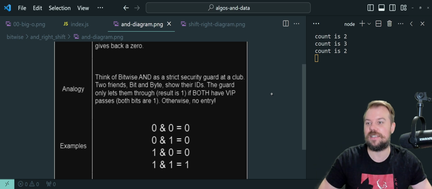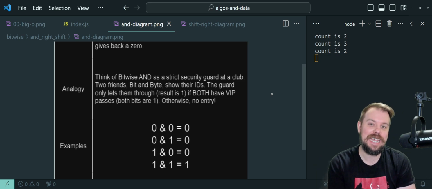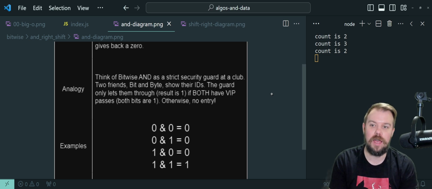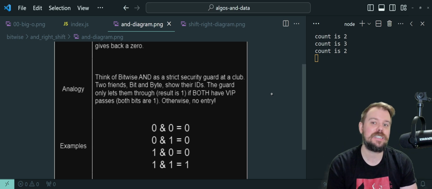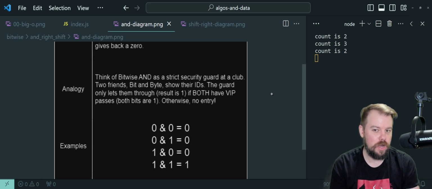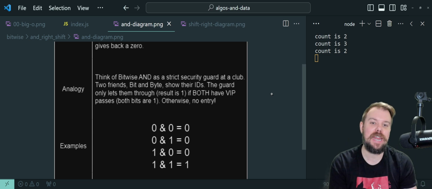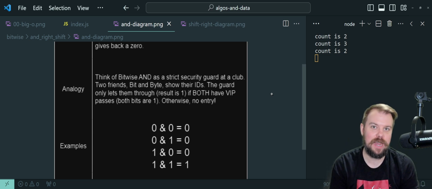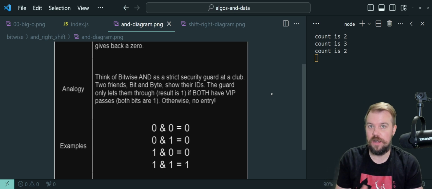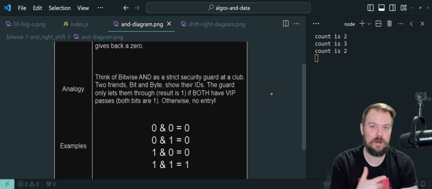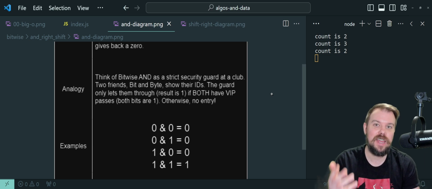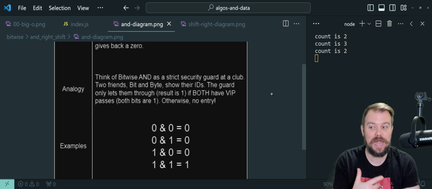Piece of cake, right? Super easy. Barely an inconvenience. So think of bitwise AND as a security guard at a club. You've got two friends that show up to the club, Bit and Byte. They both show their IDs. The guard only lets them through, result being 1, if both Bit and Byte have VIP passes, aka their bits are both 1. Otherwise, if one or the other doesn't have a pass, or neither has a pass, then there's no entry, which is represented by a 0.